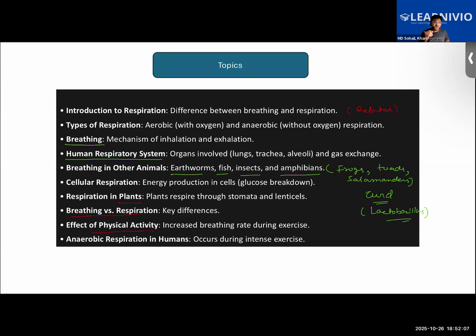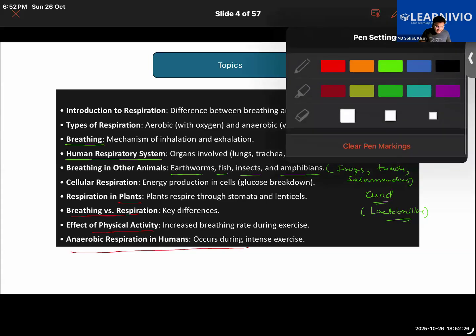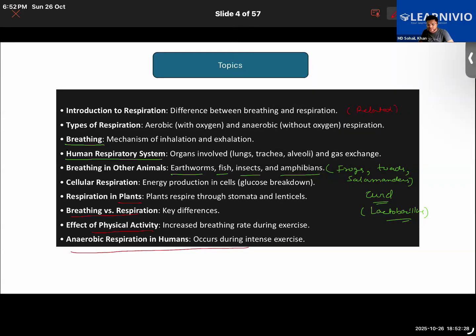As I was saying a few minutes ago, when physical activity increases, your breathing rate also increases, right? And if your breathing rate increases, the rate of respiration in your body also increases. Did it ever happen with you that you did some intense physical workout or ran a few miles, or you suddenly lifted something very heavy, and the next day you had intense pain in your muscles? Has it ever happened with you?